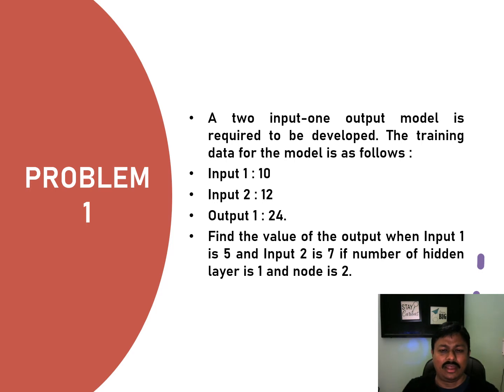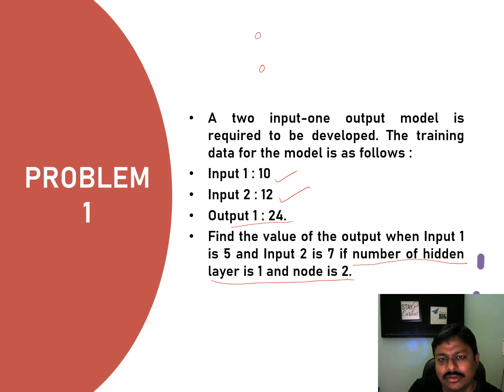So this is a very simple example problem. Suppose input 1 is 10 and input 2 is 12, and we know that the output is 24. They are saying to find the value of output when input 1 is 5 and input 2 is 7, if the number of hidden layers is 1 and nodes is 2. Now note they are already defining one parameter: the number of hidden layers is 1 and nodes is 2. That means the network structure will be like this.